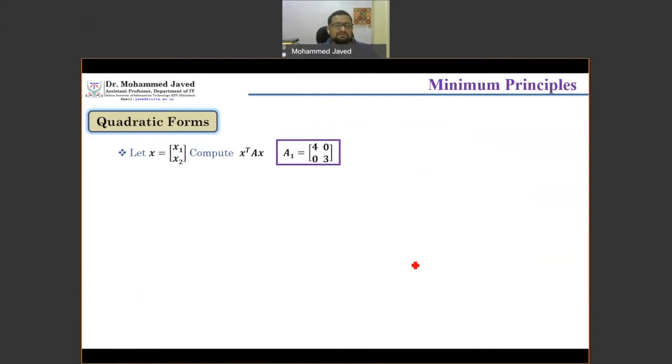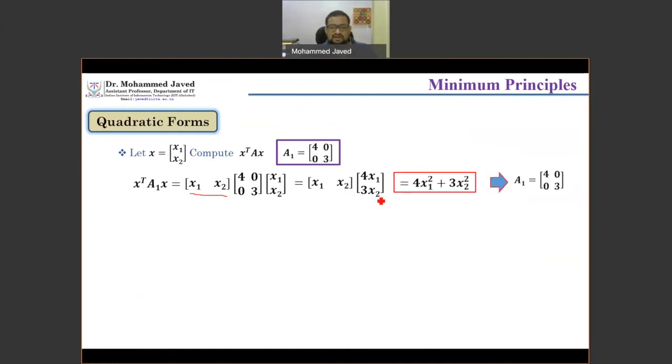Now, given 2 variables, x1 and x2, let us calculate x transpose Ax. Let us try to get the quadratic form. Given the matrix A, 4 0 0 3, let us calculate the quadratic equation by simply multiplying x transpose A into x. So x1 x2 times matrix A times x1 x2. You multiply this and get 4x1, 3x2. Multiplying again, you get 4x1 square plus 3x2 square.